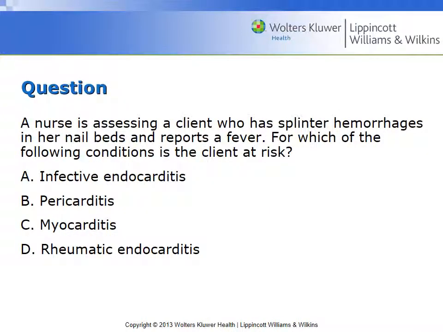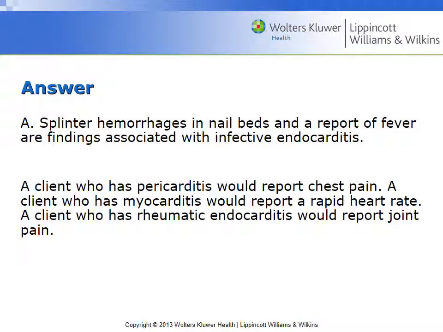A nurse is assessing a client who has splinter hemorrhages in her nail beds and reports a fever. For which of the following conditions is the client at risk? Splinter hemorrhages in nail beds and a report of fever are findings associated with infective endocarditis.